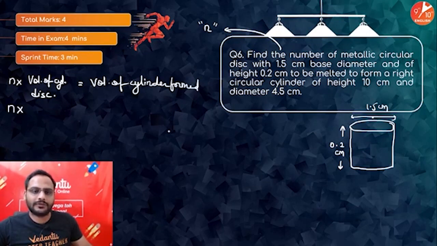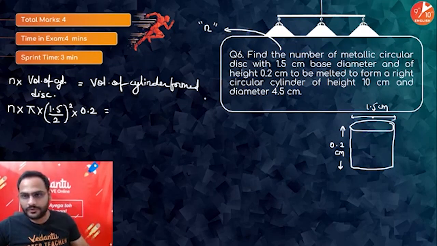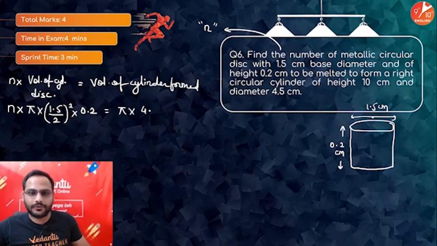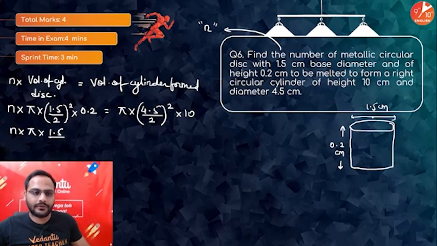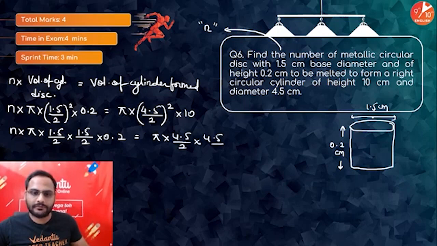So n times the volume of this one circular disc will be equal to what? Pi into radius (1.5 by 2) square into h, 0.2, is equal to the volume of the new cylinder formed, height 10, diameter 4.5. So pi into (4.5 by 2) square into height 10. So you have n into pi into 1.5 by 2 into 1.5 by 2 into 0.2, equal to pi into 4.5 by 2 into 4.5 by 2 into 10. Look, don't calculate directly, do simplification.